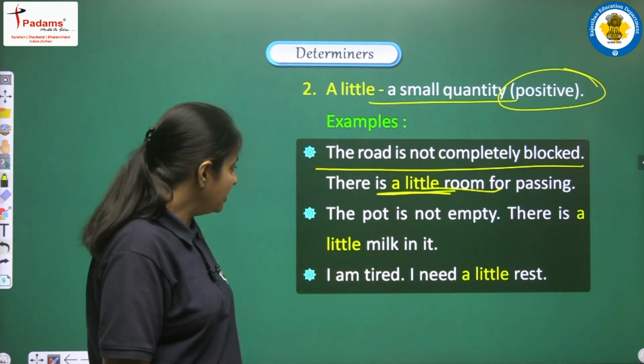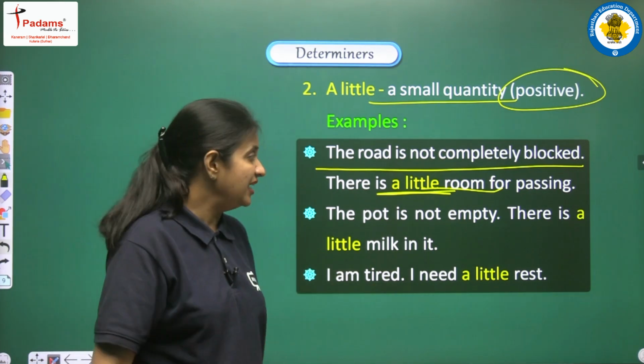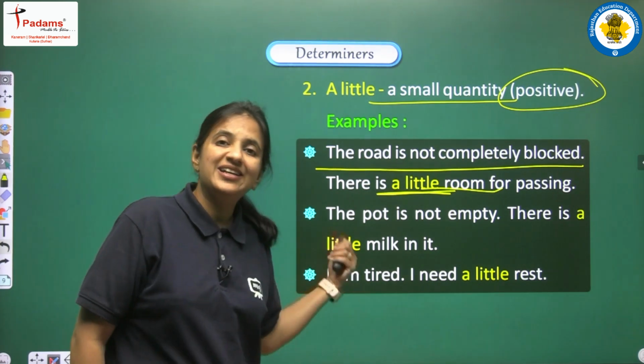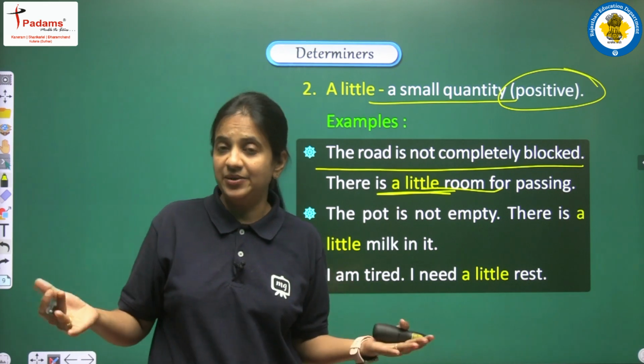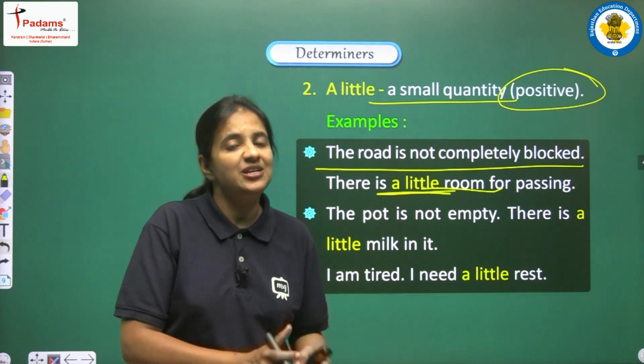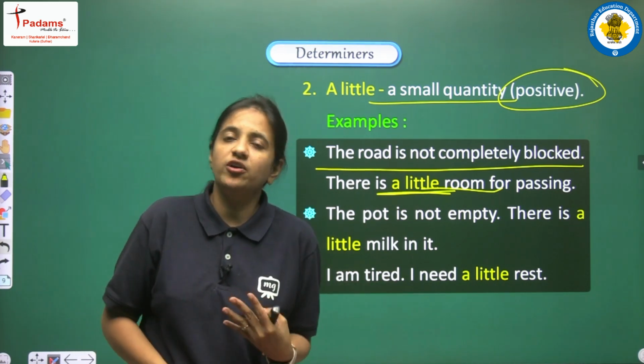Okay. Second, the pot is not empty. There is a little milk in it. Again, just suppose that we are having the pot is empty. So अगर pot empty है, it means उसके अंदर suppose milk है, water है, anything.